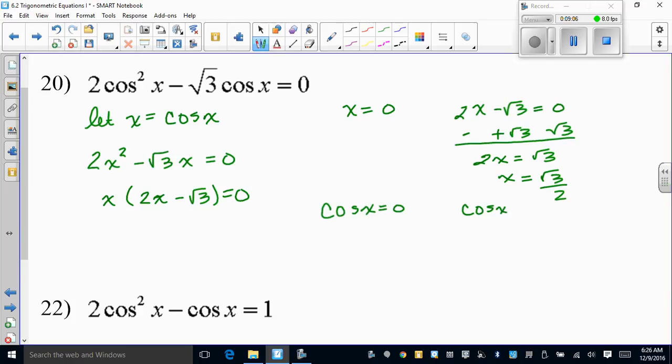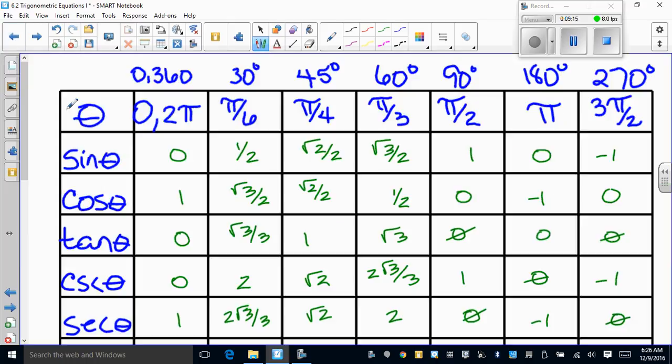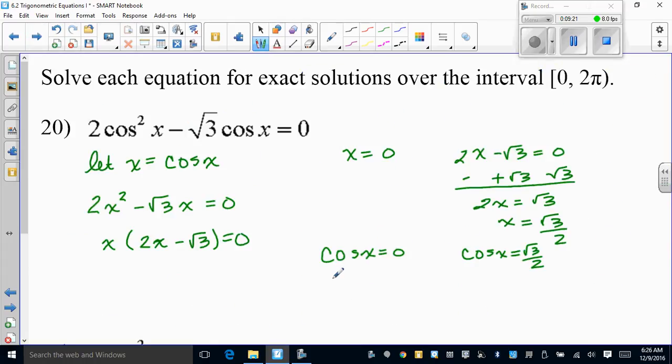Cosine of x equals 0, we can go back to this page. This is the only time I'm going to do this. We go, oh, cosine at 0 happens at pi over 2 and 3 pi over 2. So here we get pi over 2, 3 pi over 2. And on this one, again, remember that all students take calculus.